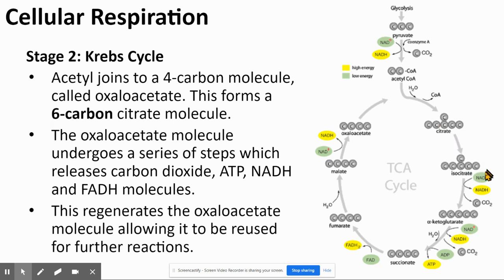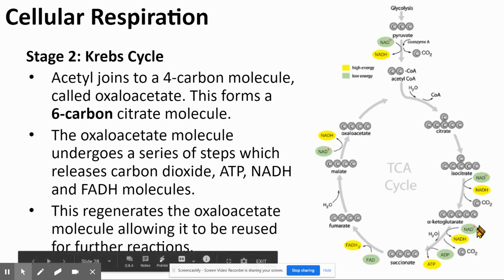Now it changed a little bit. Now it's isocitrate. Now it's going to start losing electrons, right? This NAD plus does not have electrons. This has 2 electrons. It's going to lose a carbon. Now it's a 5 carbon molecule. It's going to lose more electrons. It's going to lose another carbon, and it's actually going to make some ATP here. And 5 minus 1, now you have a 4 carbon. Now it's going to lose some more electrons. FAD is also an electron carrier. It's going to lose some more electrons, but it's still a 4 carbon.